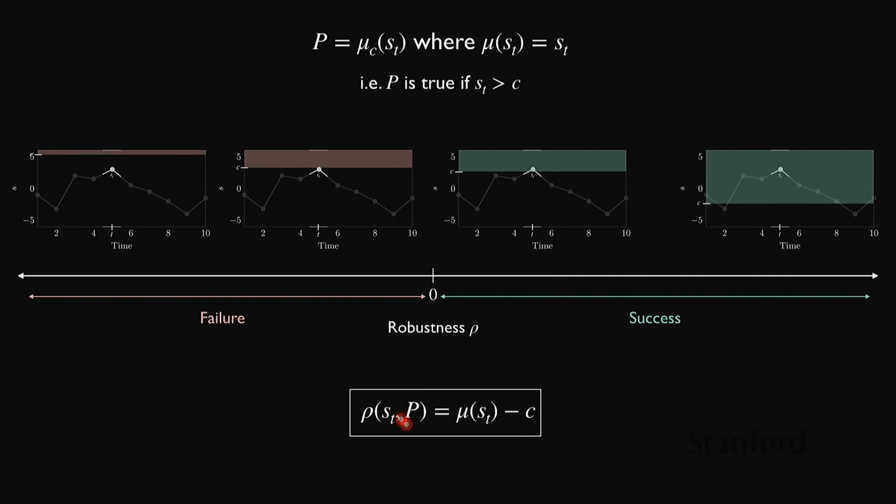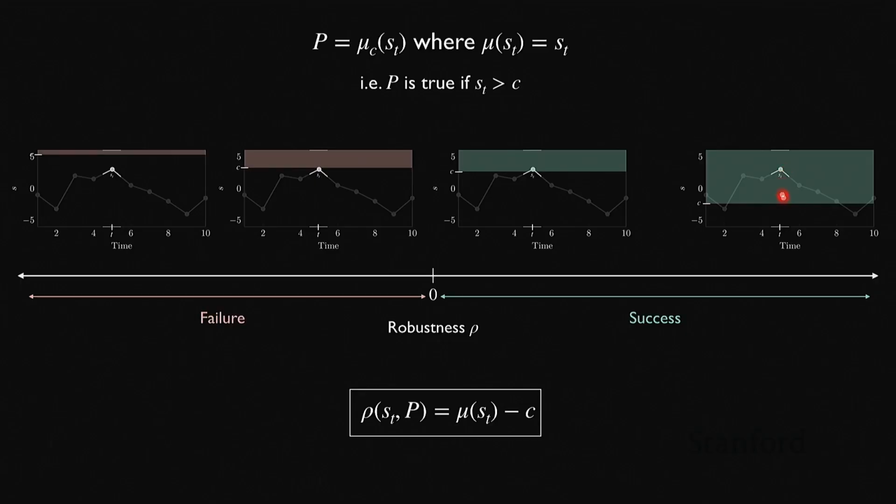So for that simple proposition we had, that was just the mu sub c of s of t, we just calculated by subtracting c from mu of s of t. So remember, for example, for this property where we just want s of t to be greater than c, we're basically figuring out how far away s of t is from c. So that's kind of the intuition there. We'll have a bigger gap here, and then a smaller gap here, which will result in that smaller value.